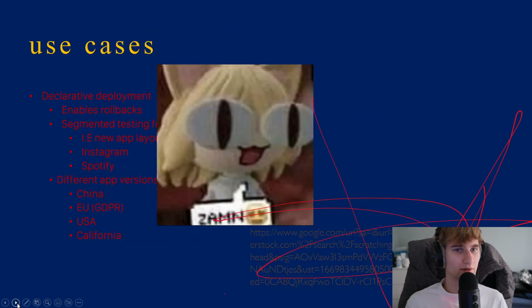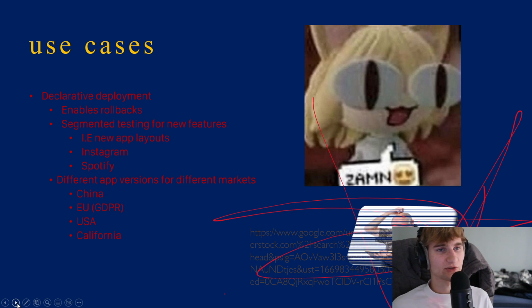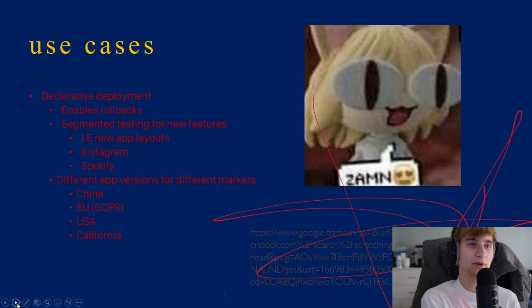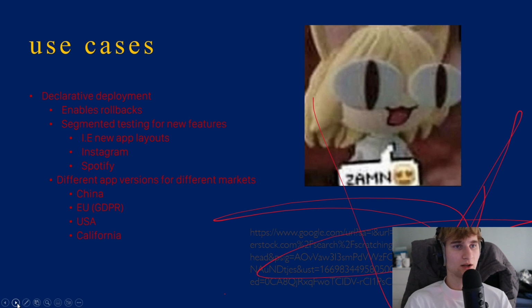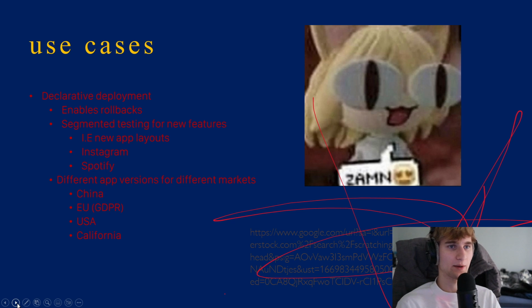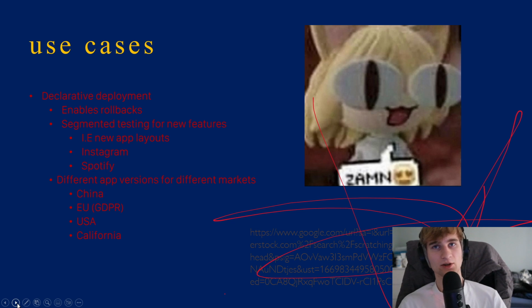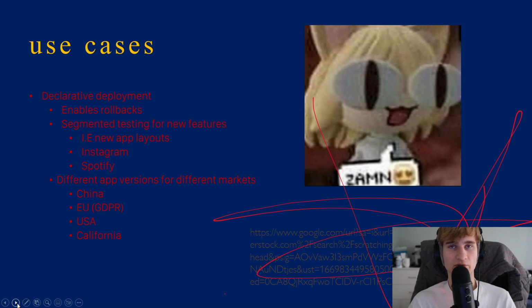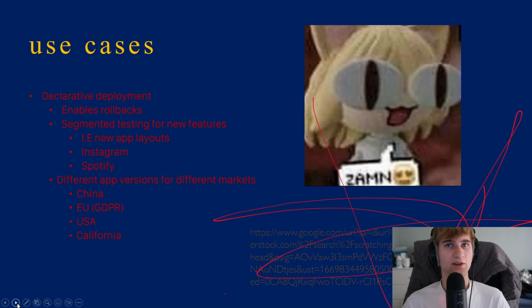So here are some use cases of declarative deployment. It enables segmented testing for new features, usually new app layouts, but it could be more. Some common real-life examples of this are Instagram, Spotify, Facebook, LinkedIn, a lot of social media apps, really. It allows the company to try a new layout, new feature, new technology on X amount of users without affecting the entire user base. This lets them sort of beta test on a public server without anyone knowing.